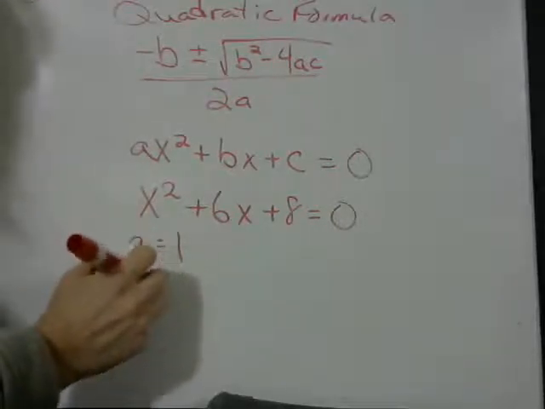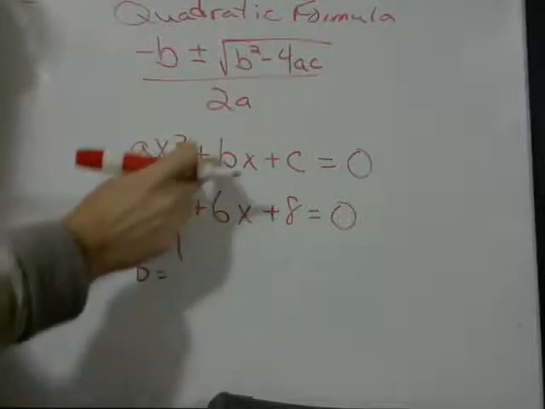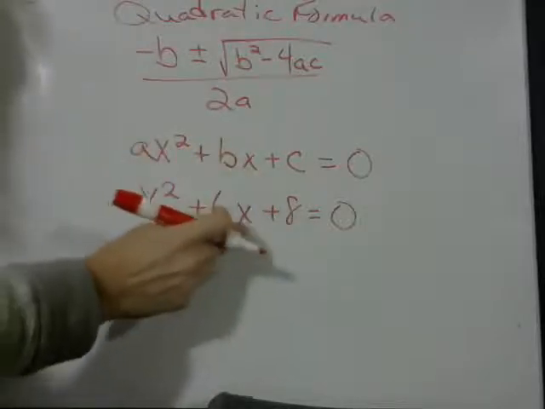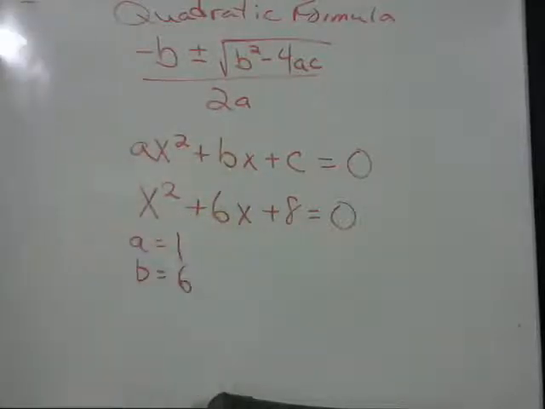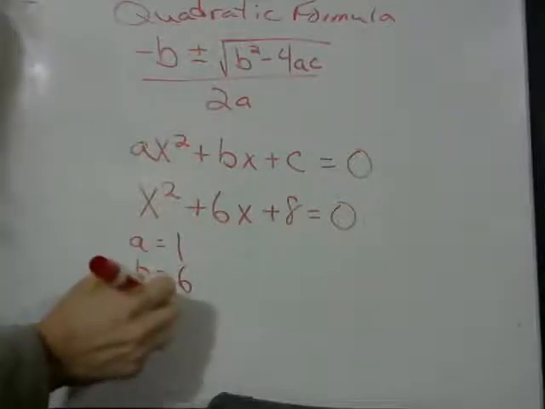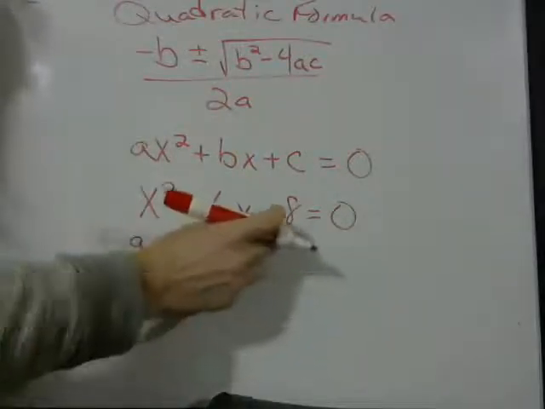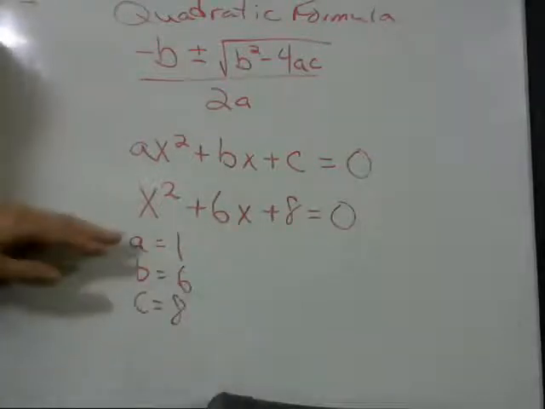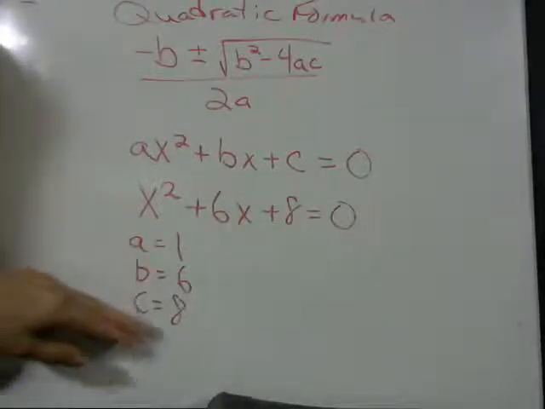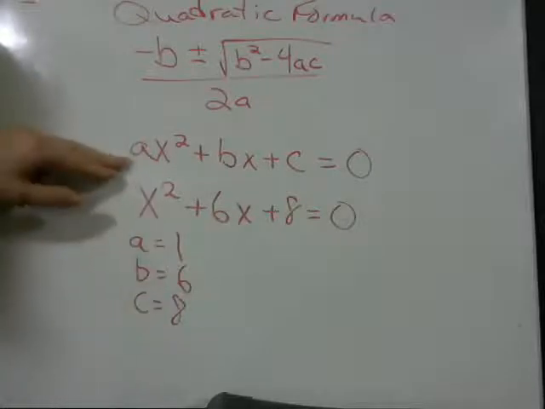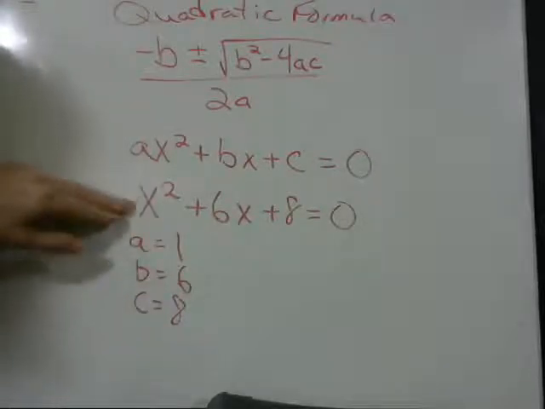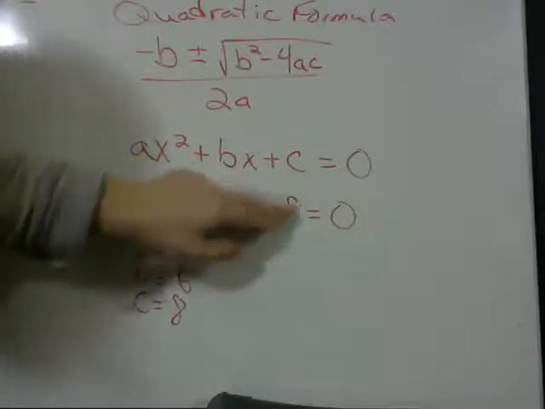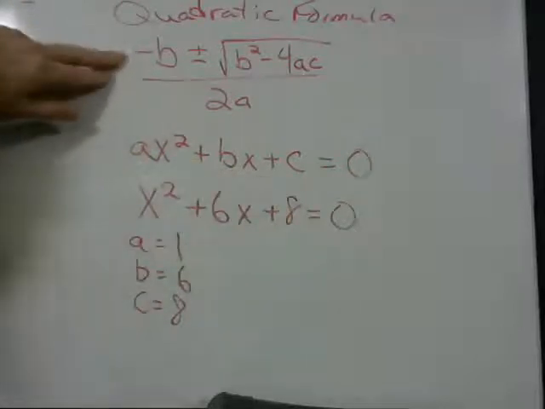What does b equal? B is the number in front of the x, so b equals 6. And what does c equal? Well, c is just the number by itself. C equals 8. So now we have a equals 1, b equals 6, c equals 8. So this you have to remember, that this is the a, this is the b, and this is the c. This formula is on the formula sheet, so you don't need to remember this.